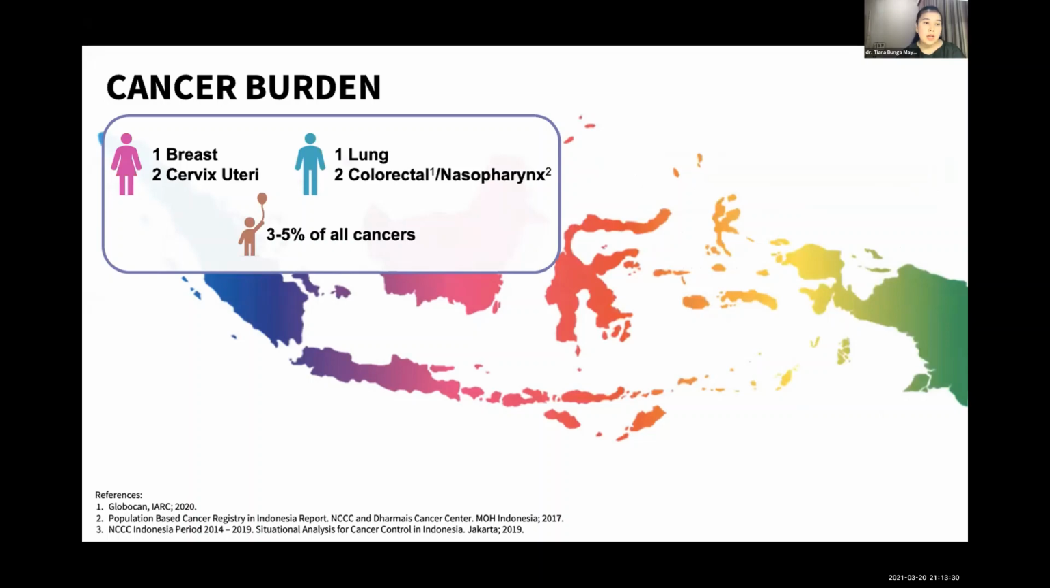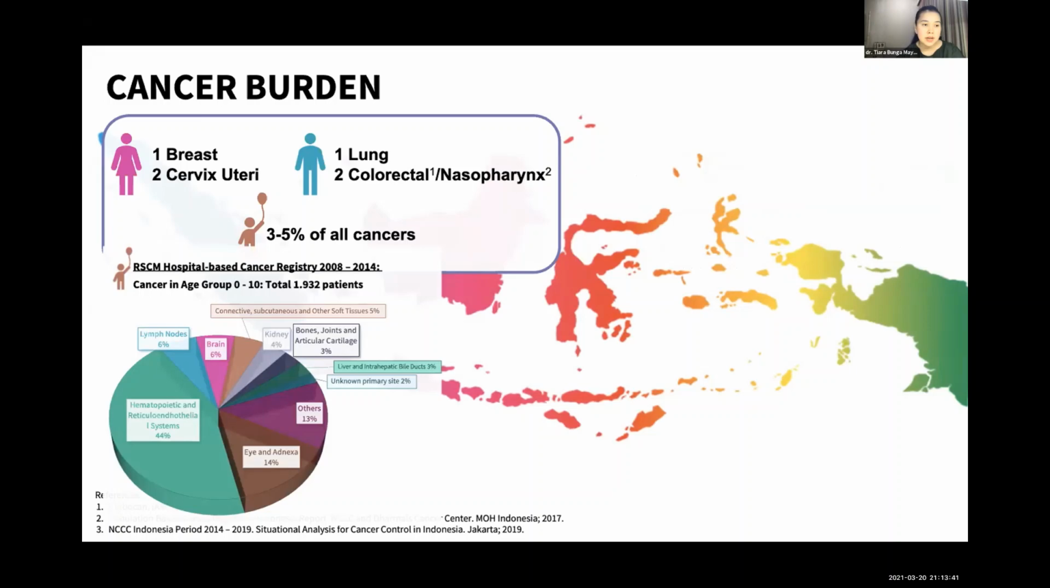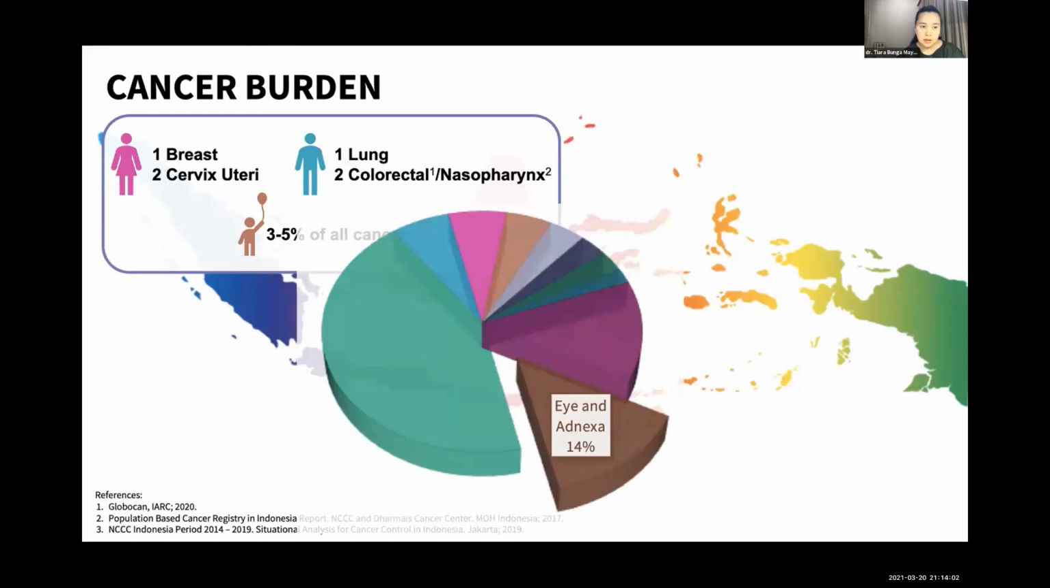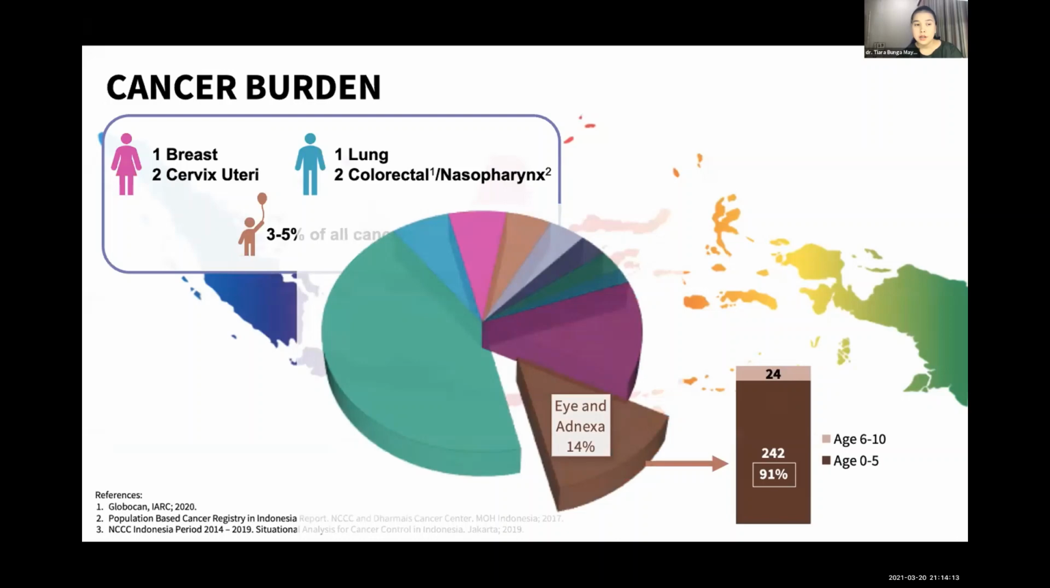And now if we try to look into more data that we have, from our center's hospital-based cancer registry, which is the National Referral Center, the data for 7 years is that we have almost 2,000 cancer patients aged 10 years old or younger. And the cases were highest for leukemia, and then for the ones in the eye and adnexa, which is 14% of all cancers in this age group. And if we look into this group even further, we can see that the patients are mostly 5 years old or younger. So I think it is no surprise to everyone here that with retinoblastoma, we always deal with the youngest of our patients.